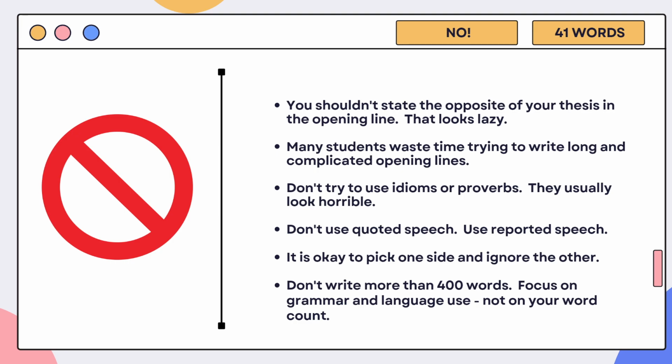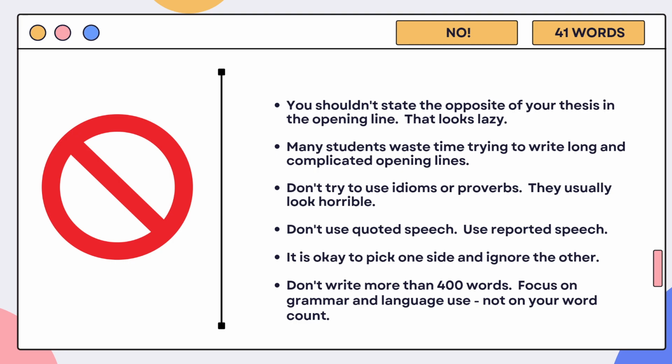Lastly, don't write more than 400 words. Seriously, you don't need to write more than that. I get a lot of essays and it's like 600 words, 700 words, 800 words. I kid you not. Don't do that. Every time I get a 600-word essay, it is a mess. It's full of mistakes because the student's working so fast. Look, even I can't write a good 800-word essay in 30 minutes.